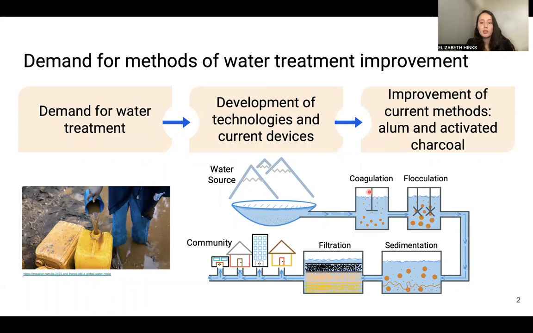1 in 10 people globally do not have access to clean water, and every 2 minutes, one child dies from consuming unsafe water. This demonstrates the need for the development and improvement of water treatment technologies. Current processes include coagulation, flocculation, sedimentation, and filtration. This experiment focuses on coagulation using alum and also filtration using charcoal.